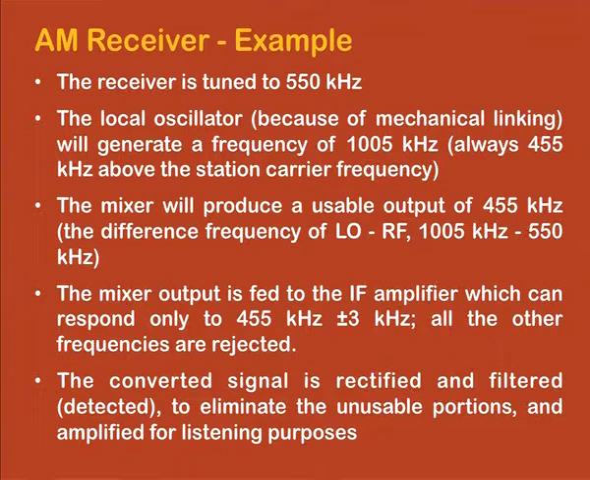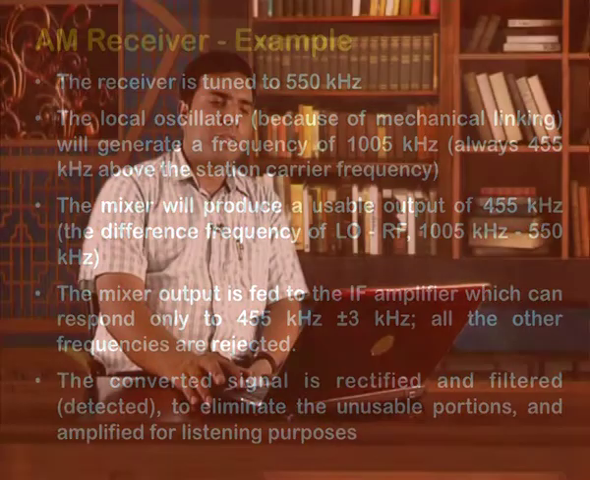So, there we can get the higher frequency, which is 550 plus 1005, which is 1555 kilohertz, and it is suppressed by the RF amplifier and IF amplifier. The converted signal is then rectified and filtered to eliminate the unusable portions and amplified for listening purposes.